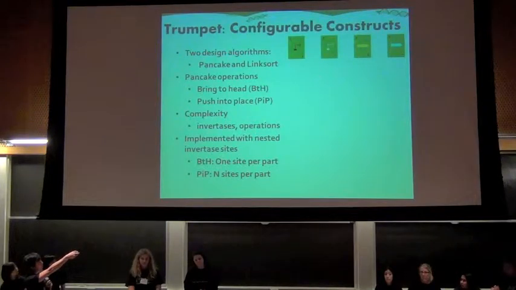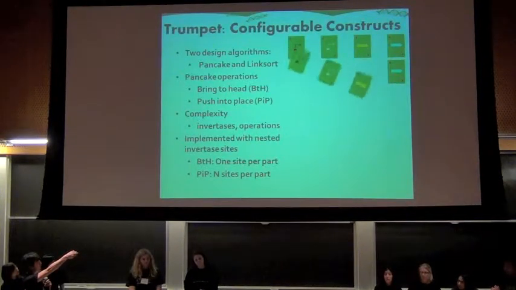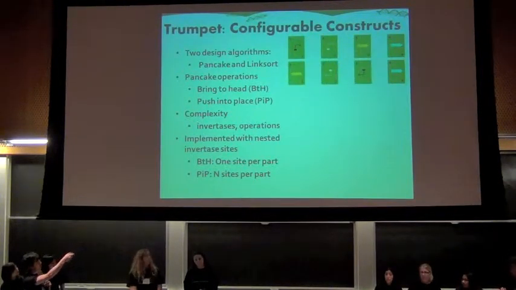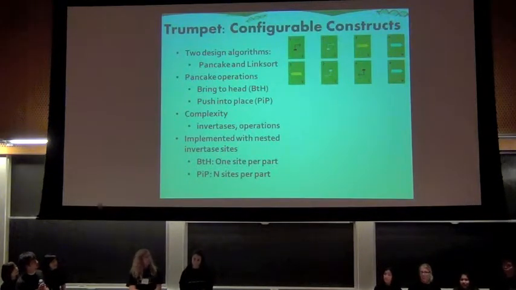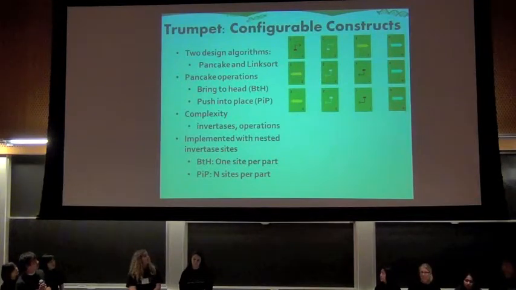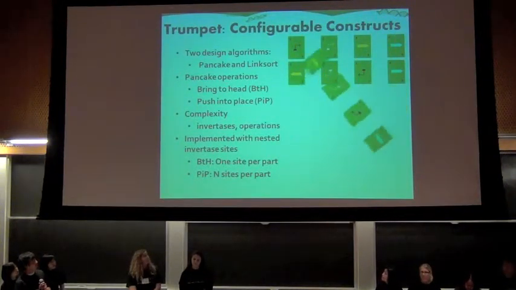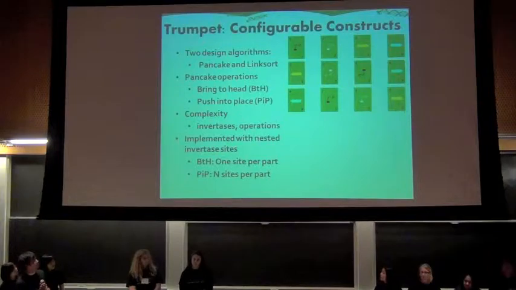Watch carefully part number 3 over here. We're going to bring it to the head using an inversion, again using invertase. 3 is now at the start, and all the parts that have been inverted, 1, 2, and 3, now have different orientations. We're now going to push 3 into place at the very end. And so again, we're going to invert all the parts. 3 is now in its final place, and again, all the pieces now have different orientations.